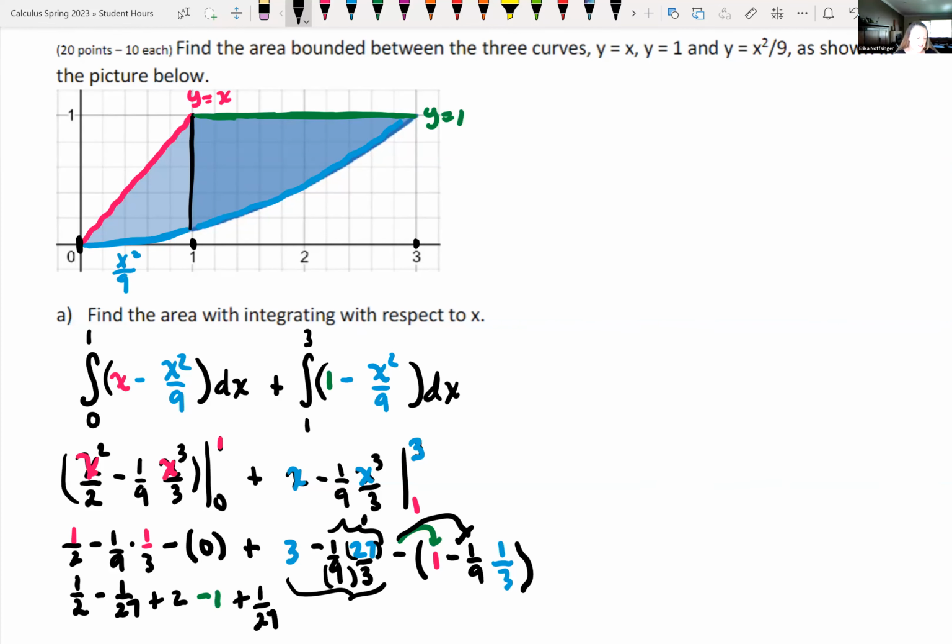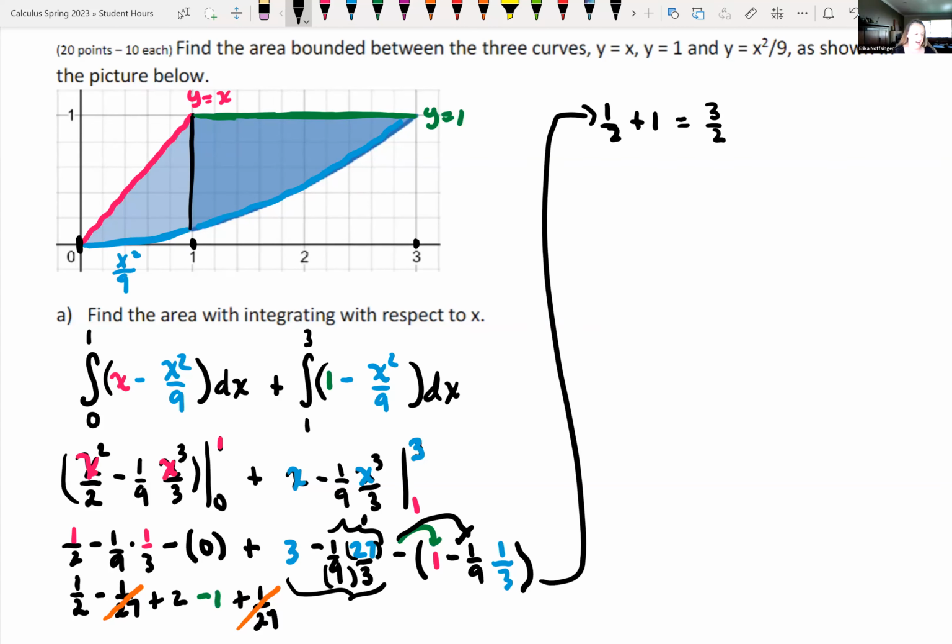Okay, so combining like terms, I just noticed that I have some common denominators already and that those cancel out. I have a negative 1 over 27 plus a 1 over 27. I have 1/2 left. And then I have plus 2 minus 1, which is just plus 1. So 1/2 plus 1 gives us back 3/2.